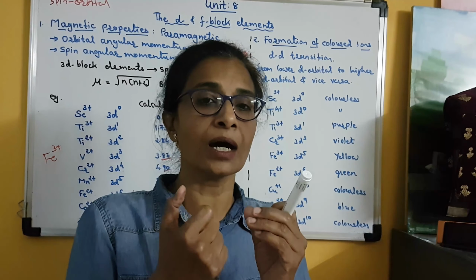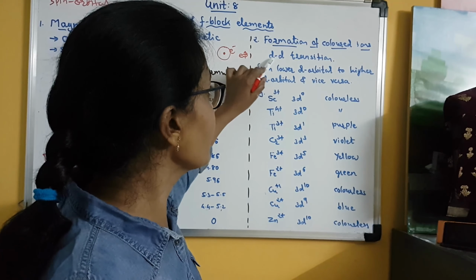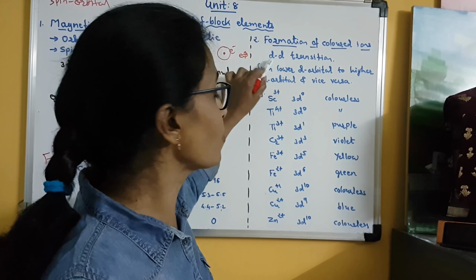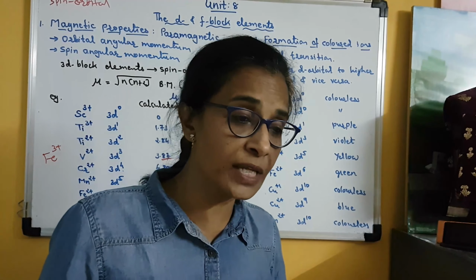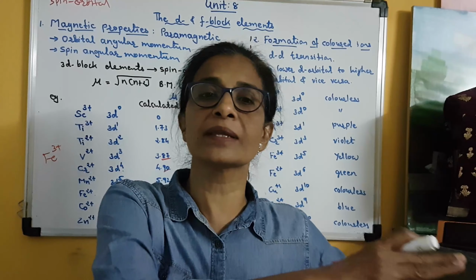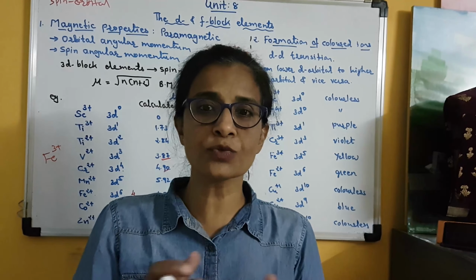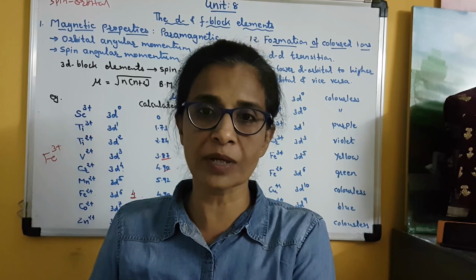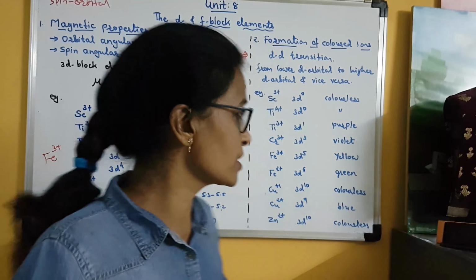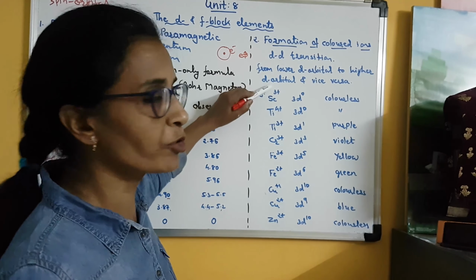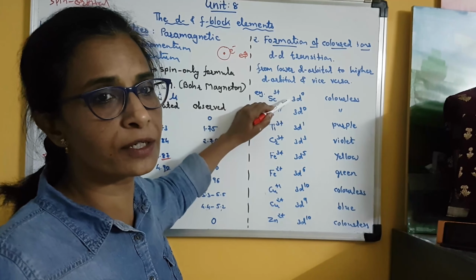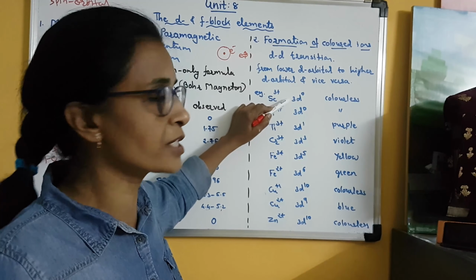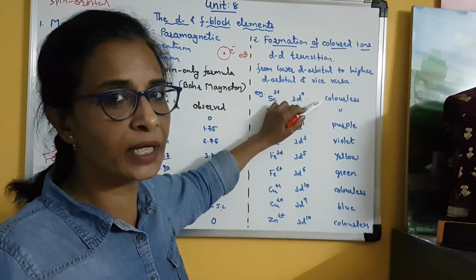Clear? So if we stick to this term d-d transition, then we can say that all those transition elements in which d-d transition is not possible are colorless, and those in which d-d transition is possible will give us colored ions. For example, scandium 3 plus. Now in scandium 3 plus there is no electron in the d orbital, so it is 3d0, and that is why it will be colorless.